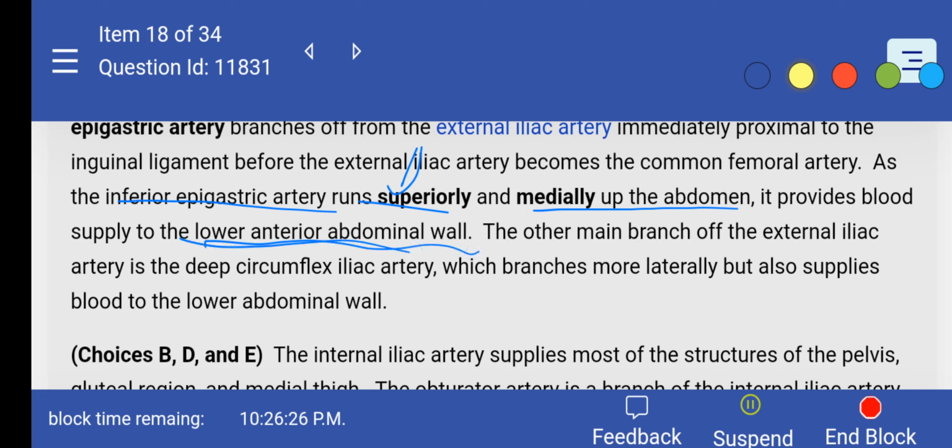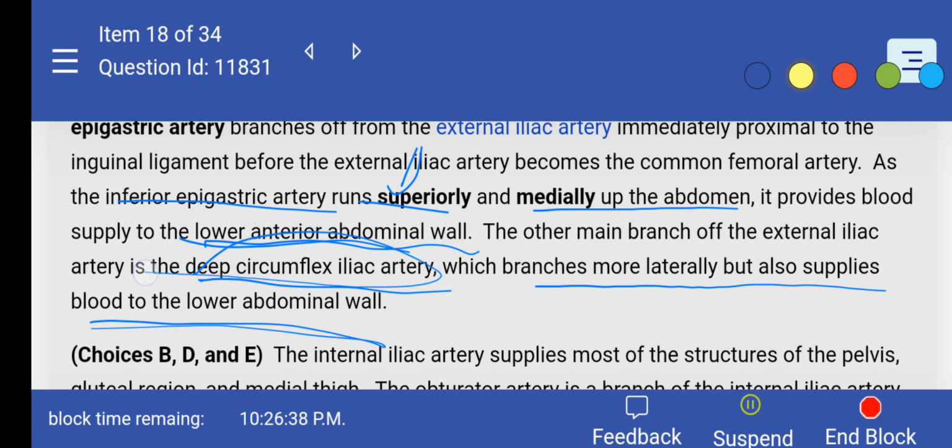The other main branch of the external iliac artery is the deep circumflex iliac artery, which branches more laterally and also supplies blood to the lower abdominal wall, right? Both are supplying blood to the lower abdominal wall, but the deep circumflex artery moves laterally, while the inferior epigastric artery moves medially, right?